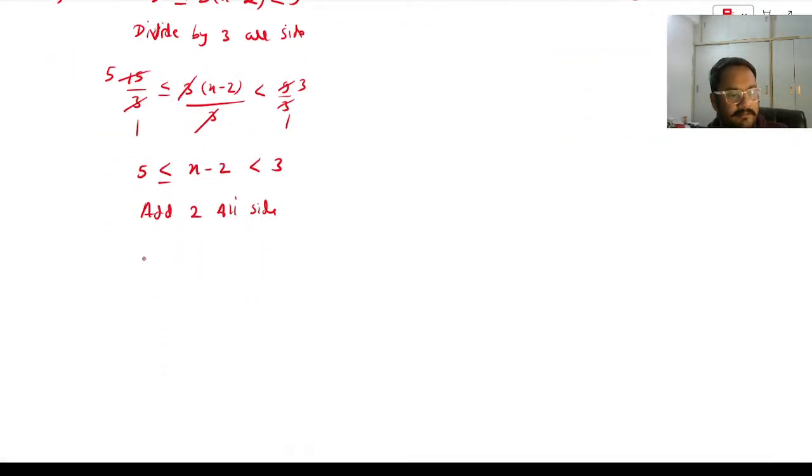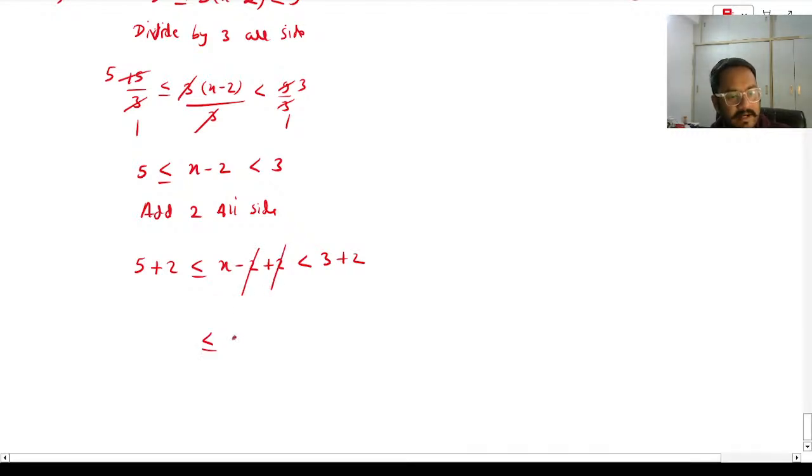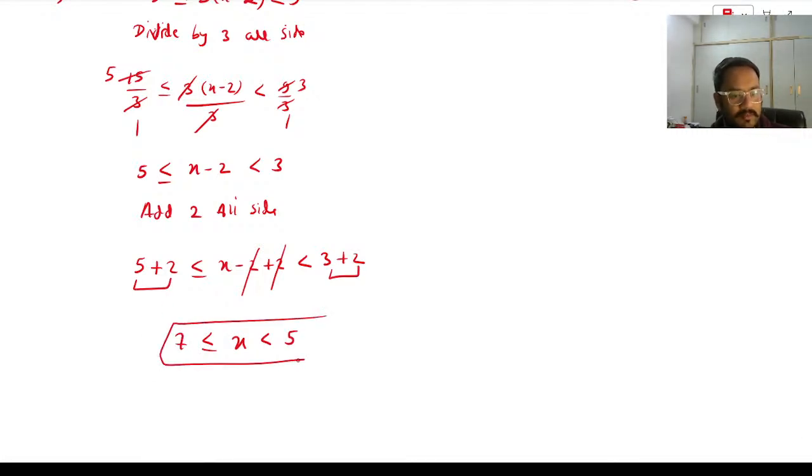So we'll write 5, then plus 2, is less than or equal to x - 2 + 2, and then we'll write 3 plus 2, right? So this will be easy. In that case, we'll eliminate minus 2 and plus 2. So by that way you will get x should be, and 3 plus 2 is 5 and 5 plus 2 is 7. So let's see what Puranjay has answered.